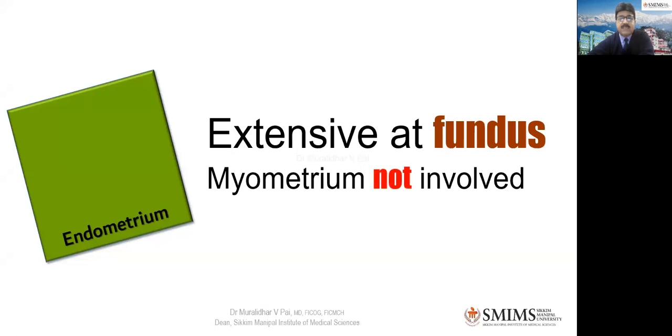Myometrium is surprisingly not involved, but it doesn't matter. Endometrium is more important for us. And if endometrium is involved, it is destroyed and there's no implantation. Reinfection usually occurs from the tubes again. As I said, tube is like a storehouse of tuberculosis. It will keep spraying from the cornual ends, especially if there is pyosalpinx.